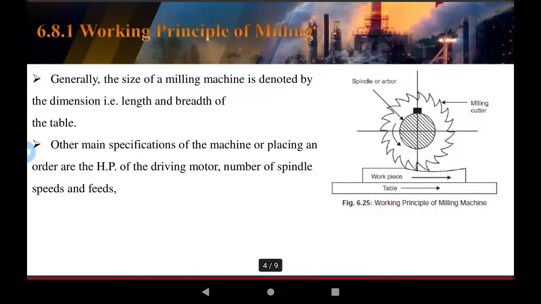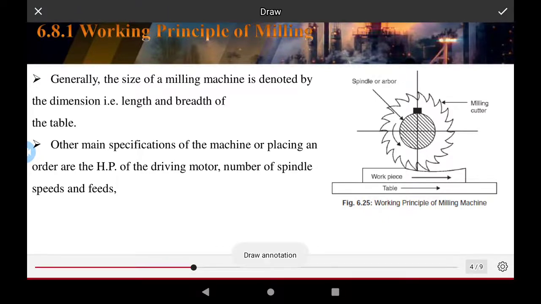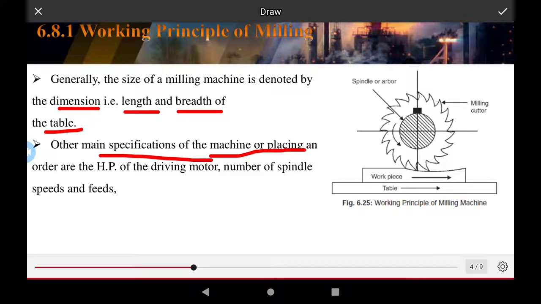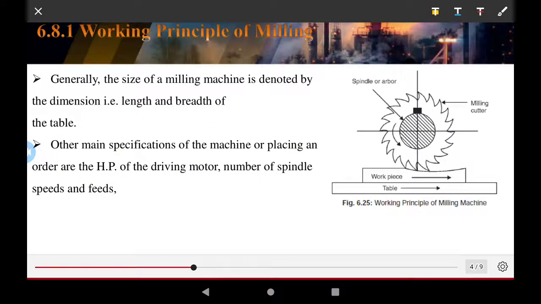Generally, the size of the milling machine is denoted by the dimensions of the table, that is the length and breadth of the table. Other specifications of the machine are the horsepower (HP) of the driving motor, number of spindles, and speed of feed.